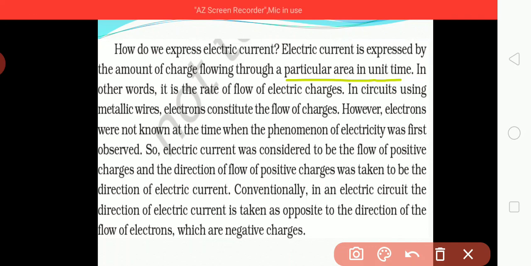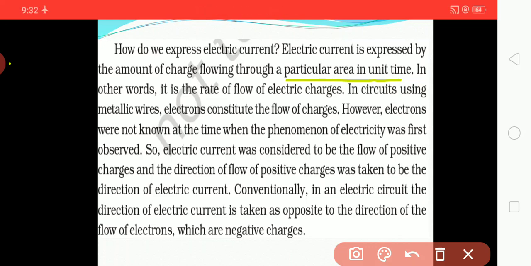In a circuit using metallic wire, electrons constitute the flow of charge. However, electrons were not known at the time when the phenomenon of electricity was first observed. So electric current was considered to be the flow of positive charge, and the direction of flow of positive charge was taken to be the direction of electric current.